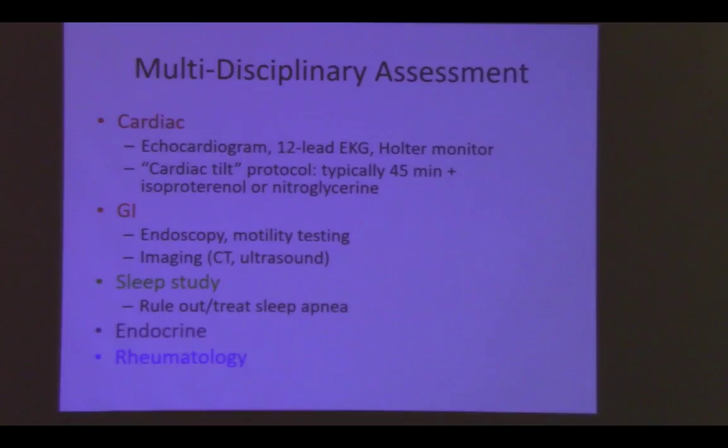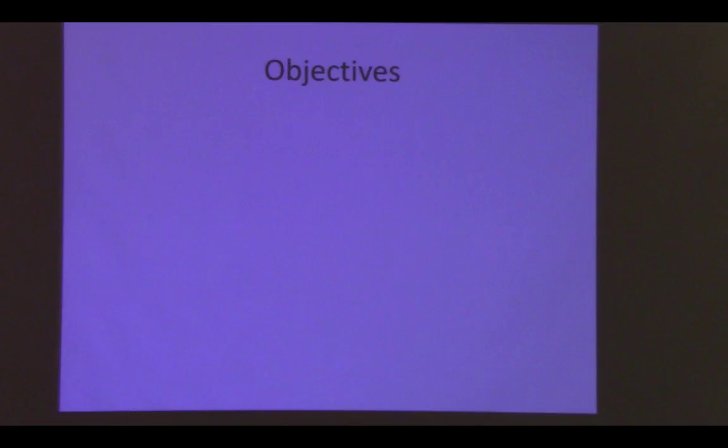And rheumatology. Rheumatology is on this list because many rheumatologic conditions, such as lupus or certain types of inflammatory conditions, can also impact the autonomic nervous system, resulting in neuropathies. And so sometimes an evaluation for inflammatory disorders also is complementary.